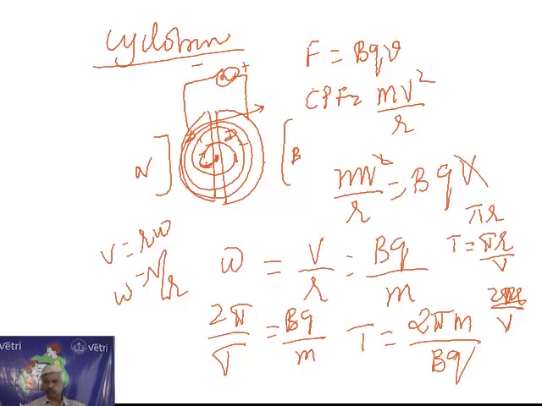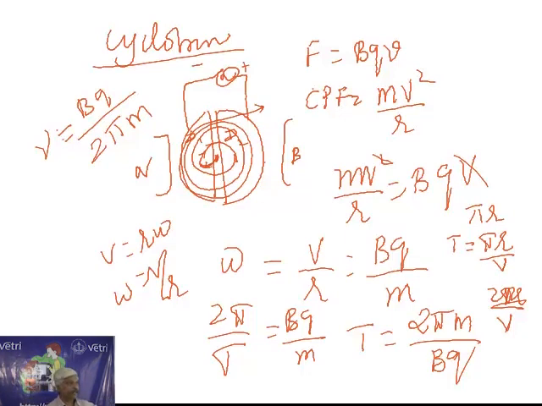Or frequency, BQ by 2 pi m. This frequency should be maintained. Then only it is possible to get more energy from the cyclotron. So what is the frequency value? 1 by T, that is nu equal to BQ by 2 pi m. This is the frequency, so we have to maintain it. We have to keep m constant, B constant, q constant.